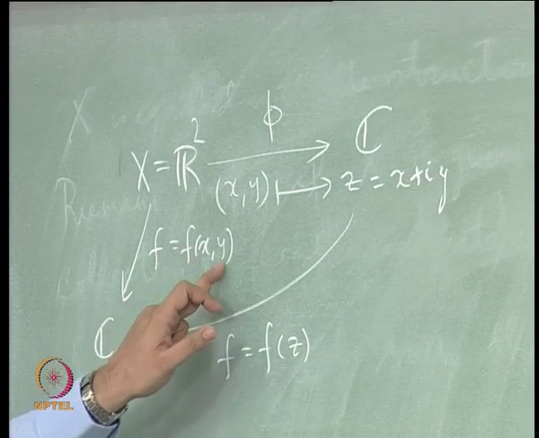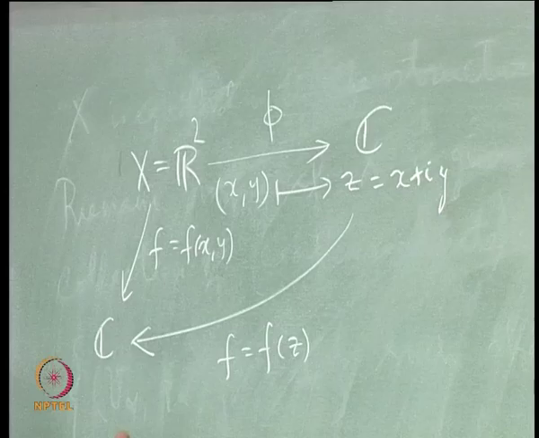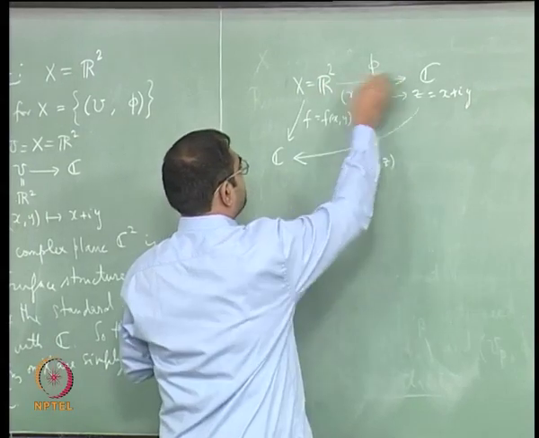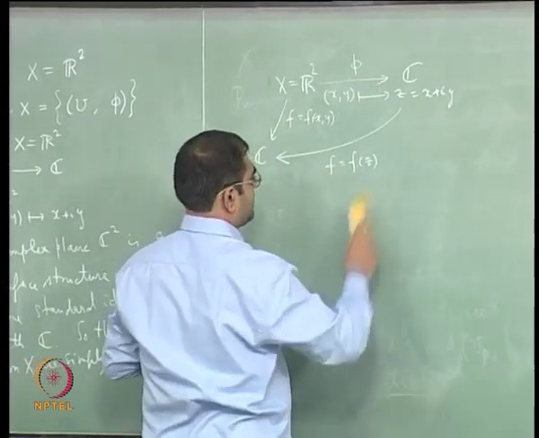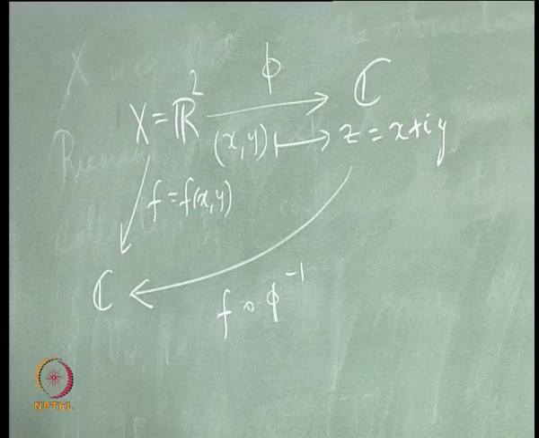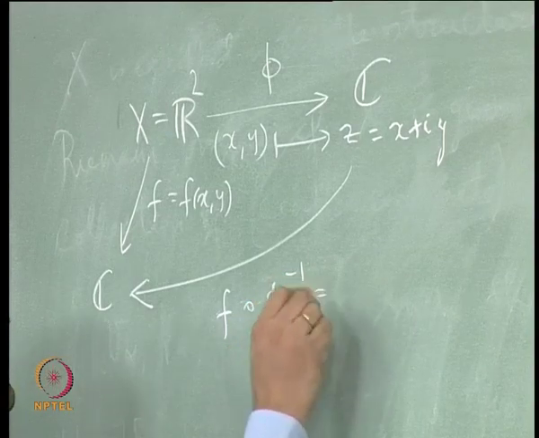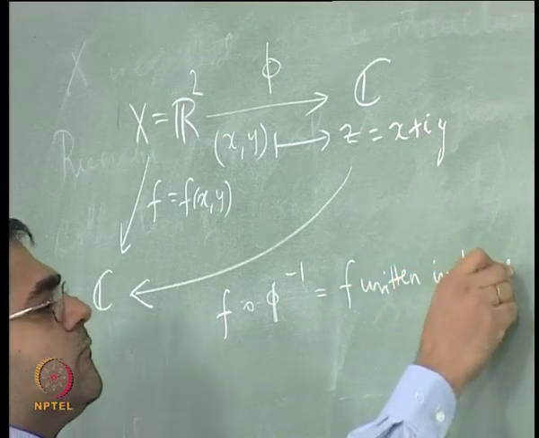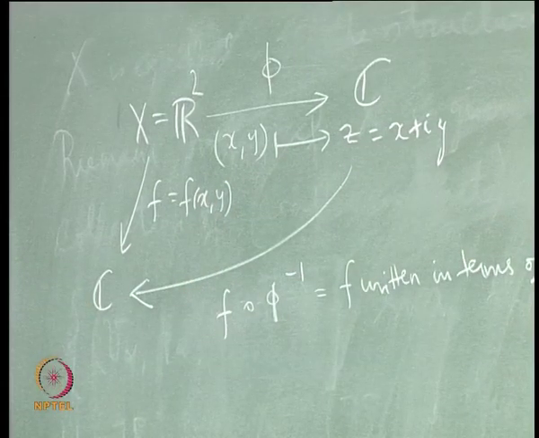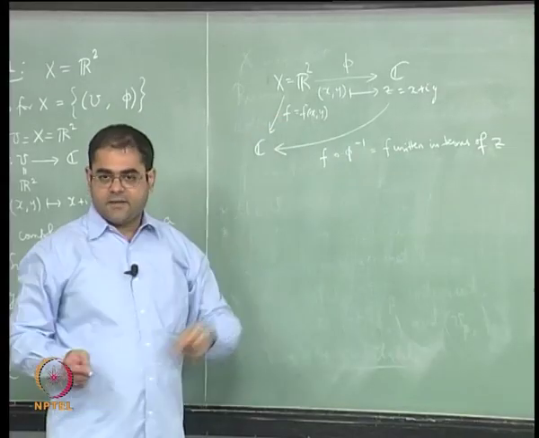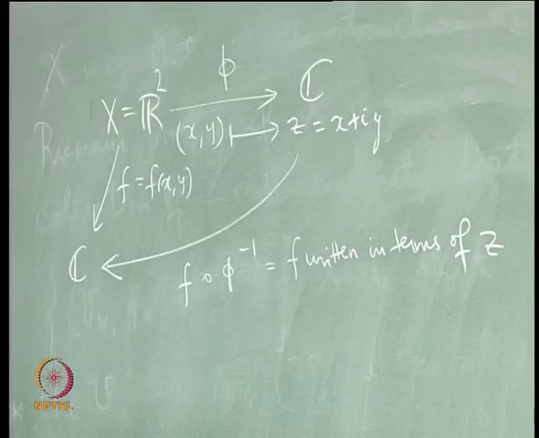Okay, f here is written as a function of x and y, and this composition, to be very strict, I should write as phi inverse followed by f. So let me rub this out and write it very clearly. I have phi inverse followed by f. That is nothing but f written in terms of z, where z is x plus iy. Saying that f is holomorphic is the same as saying write f as a function of z and it should be holomorphic. So it is the usual definition, you do not get anything new, okay.